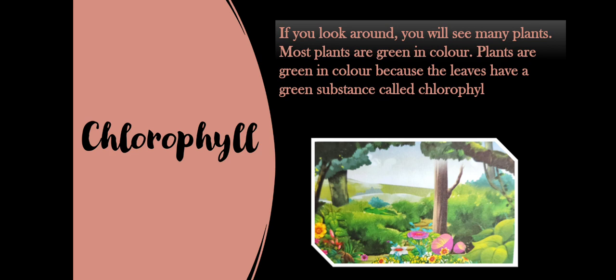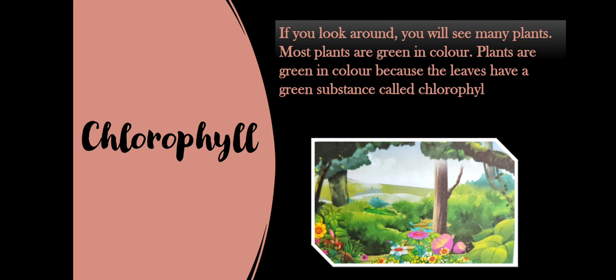Now the next topic is chlorophyll. What do you mean by chlorophyll? If you look around, you will see many plants. Everywhere we are seeing many plants, many trees present on the land. Most plants are green in color. We always see plants are green in color. So has anybody thought about this? Why do all the plants have the green color? Why are plants not red, blue or yellow? Plants' color is always green.